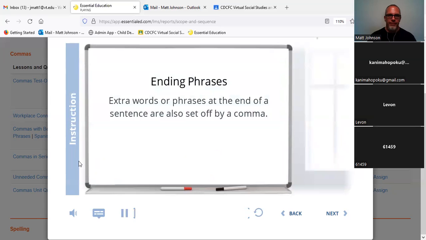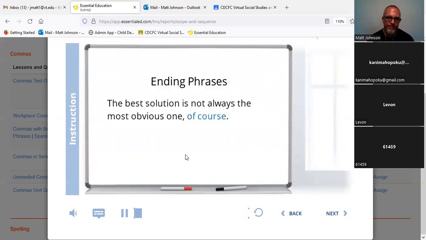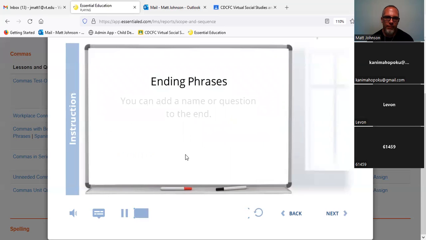Extra words or phrases at the end of a sentence are also set off by a comma. That includes inessential phrases that fall at the end of the sentence. The best solution is not always the most obvious one, of course. We went to the movie, which started at 5 o'clock. You also might add a name or a question at the end of the sentence.